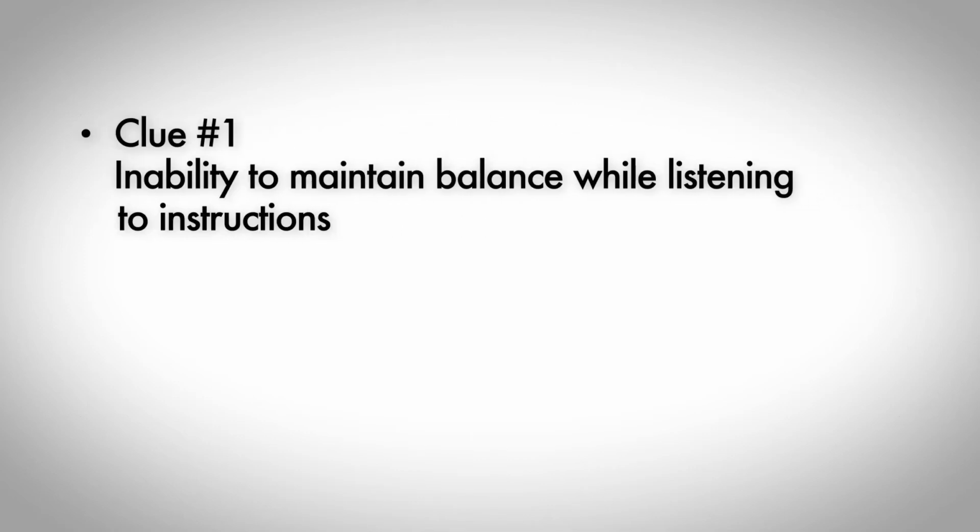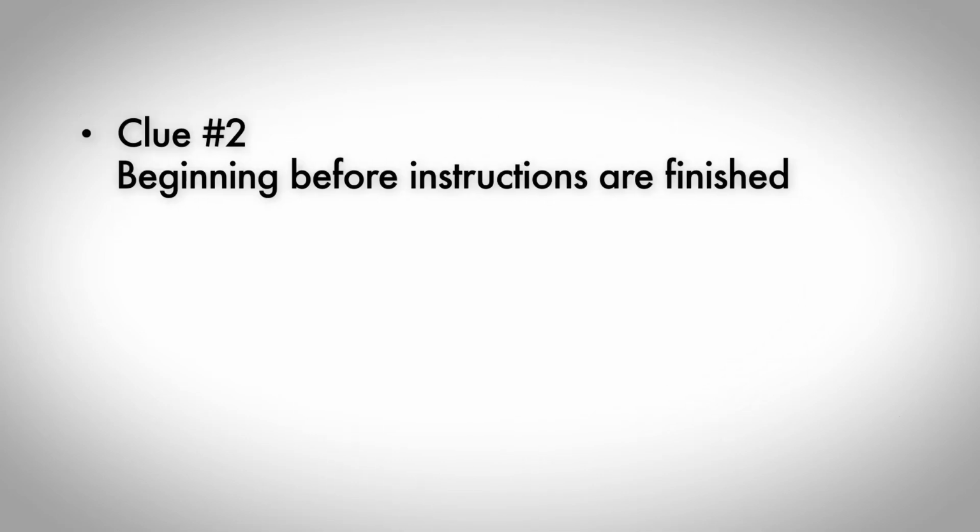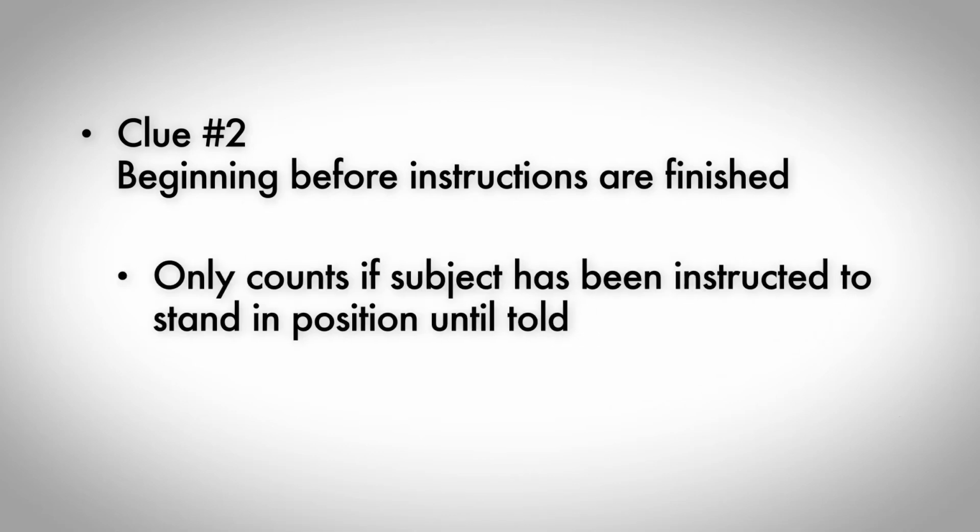The first validated clue is whether the subject can keep balance while listening to the instructions. This can include the subject not being able to maintain the heel-to-toe position or stepping off of the line. Sometimes the subject is unable to follow the instructions and begins the test prematurely. This only counts as a validated clue if given the instruction not to start until instructed to. These 2 validated clues are the only clues that can be counted during the instruction stage of the test.